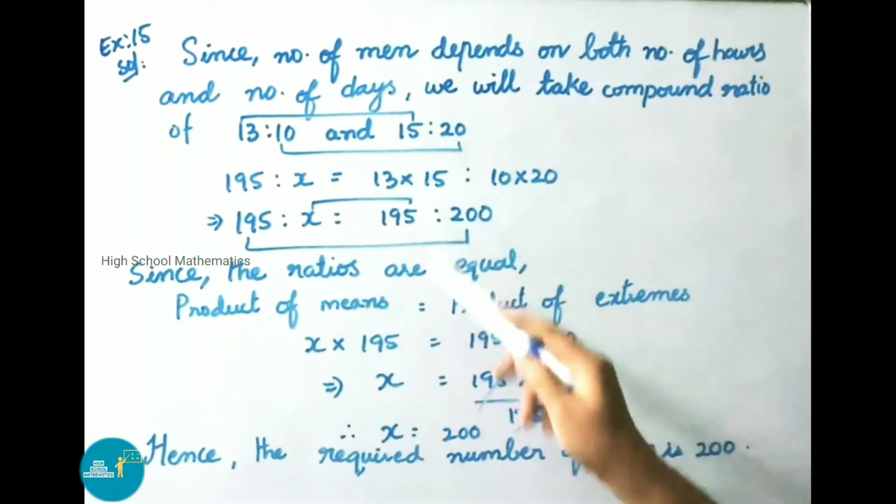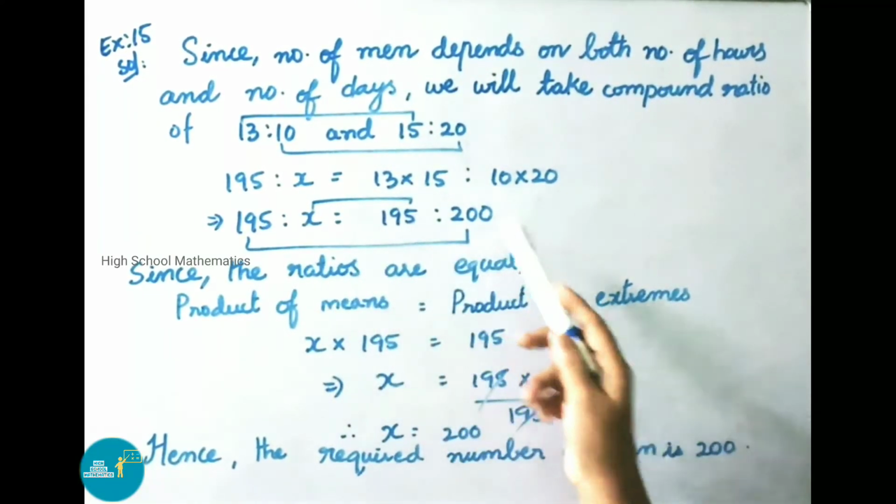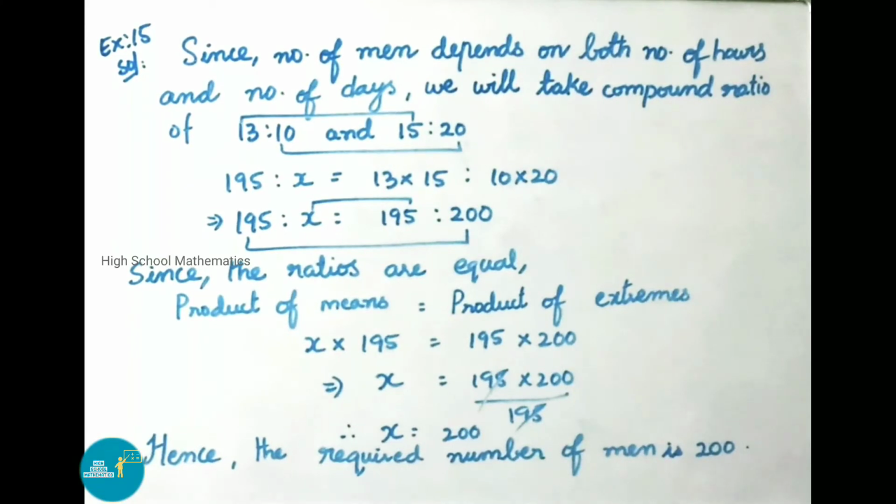So X into 195 is equal to 195 into 200. That implies X equals 195 into 200 by 195. Here 195 and 195 cancel. Therefore, the X value is equal to 200. Hence, the required number of men is 200.